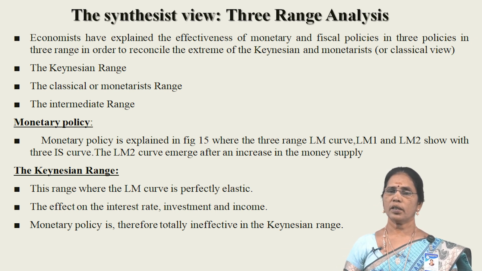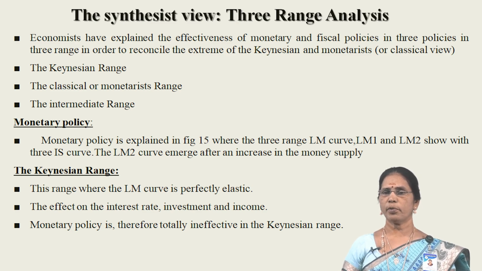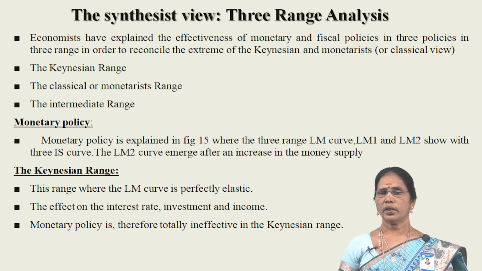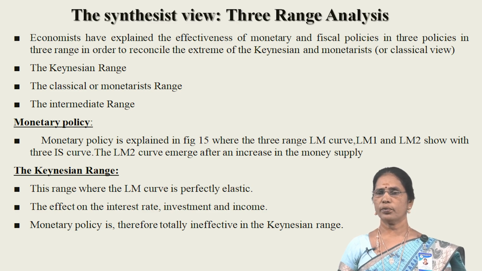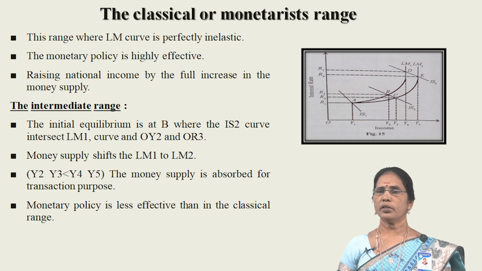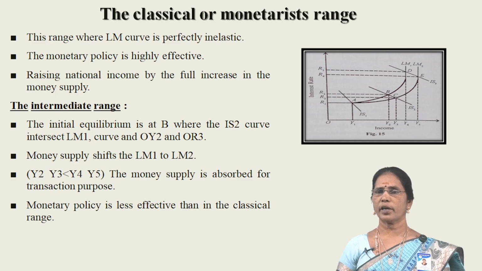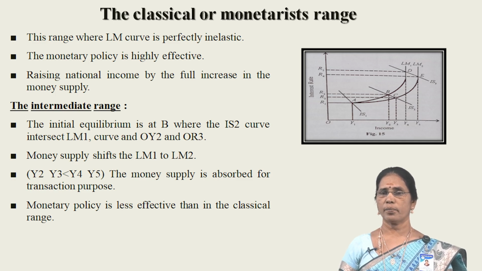First we have to see the Keynesian range, the range where the LM curve is perfectly elastic. The effect on the interest rate, investment and income. Monetary policy is therefore totally effective in the Keynesian range. Then the classical range, where the LM curve is perfectly inelastic. The monetary policy is highly effective, raising national income by the full increase in money supply.